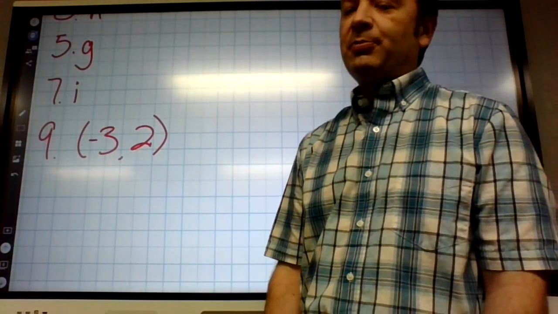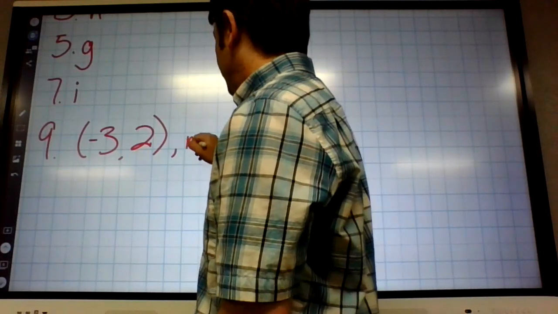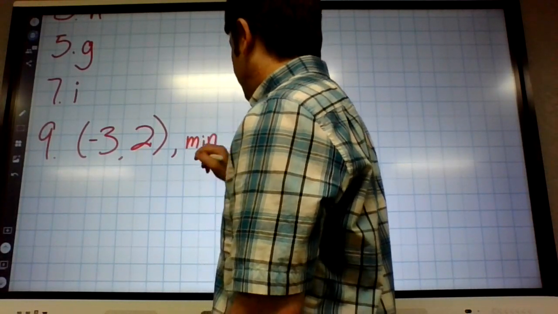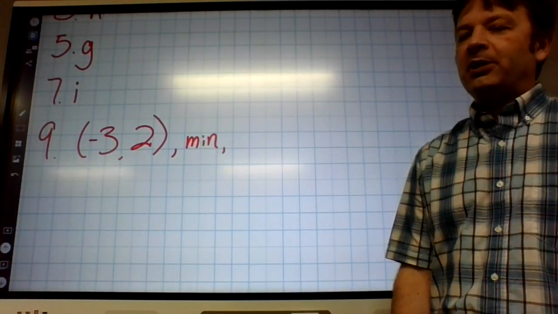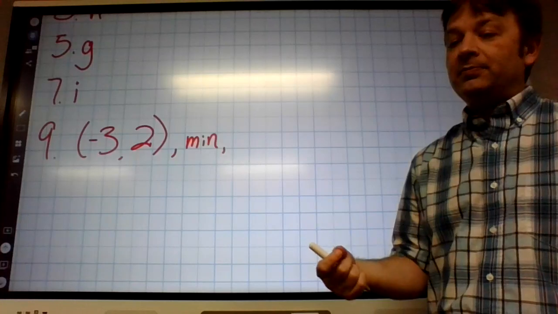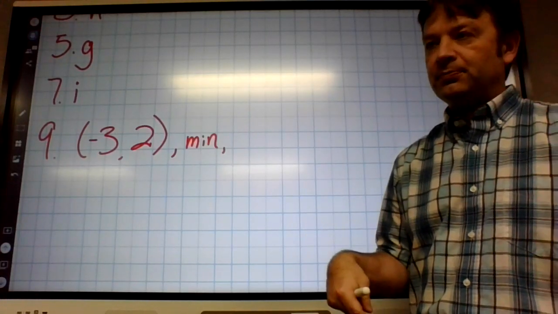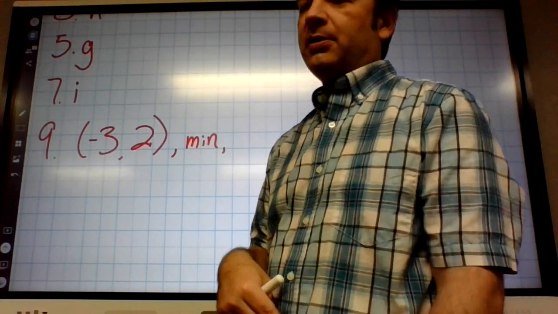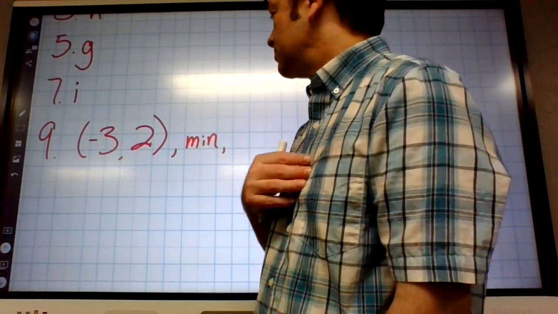Is it a maximum or minimum point? I'm just going to put minimum because it's at the bottom, right? The vertex is at the bottom of the graph, so it's the minimum. On 10 and 11, it's the other way. That makes sense.